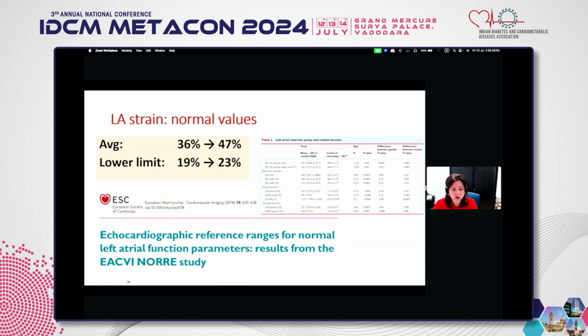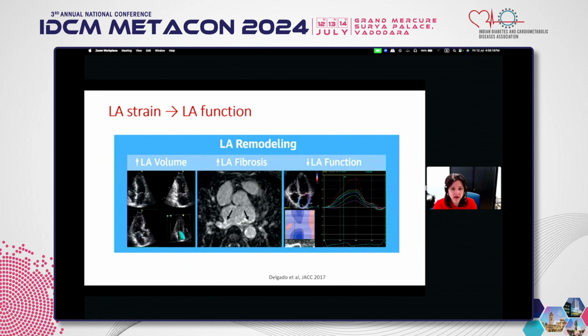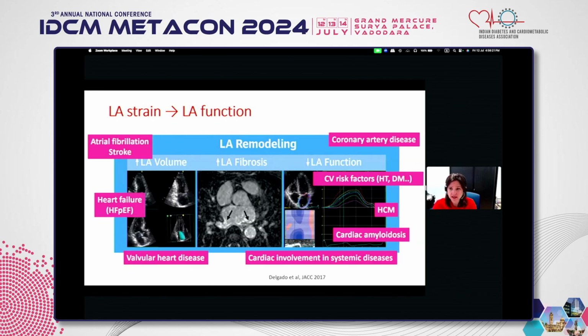Here is the NORRE study, which showed that for the reservoir strain, you have obviously a certain range of measurements, but you should use 19 to 23% as a lower limit to start worrying, let's say, that the patient has some problem. For that, indeed, there have been a lot of applications in all different patients where this measurement could make a difference and could help you understand what's going on with your patient and what is his risk.